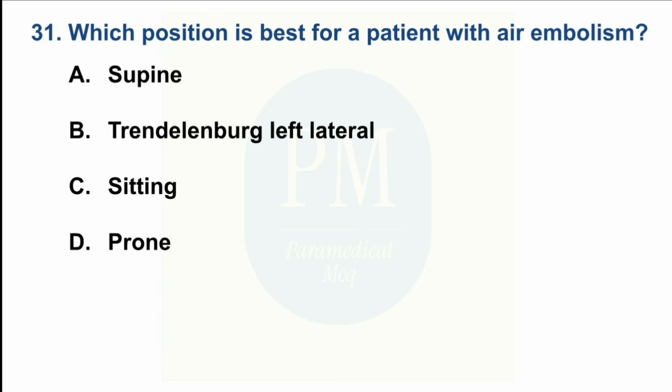Which position is best for a patient with air embolism? Option A, supine. Option B, Trendelenburg, left lateral. Option C, sitting. Option D, prone. The correct option is option B, Trendelenburg, left lateral.